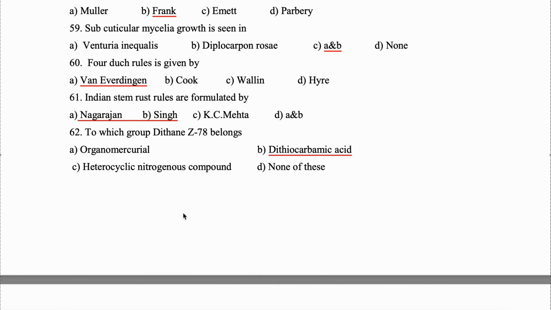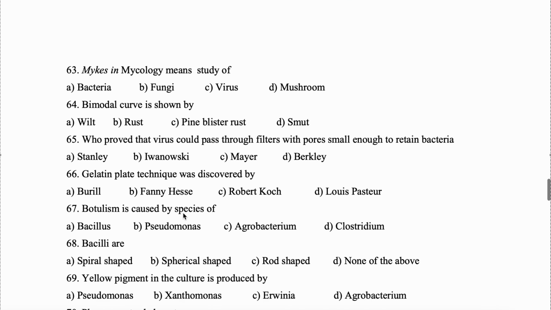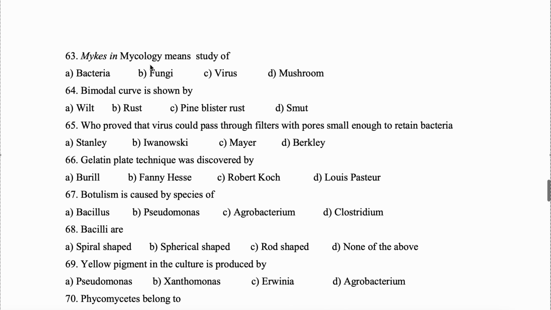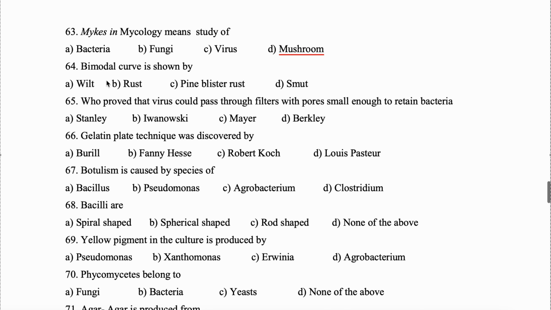dithiocarbamic acid. 63. Mycology means study of mushroom. 64. Bimodal curve is shown by pine blister rust. So bimodal curve is normally seen in polyetic diseases, and polyetic diseases are seen where? In stone fruits or trees.